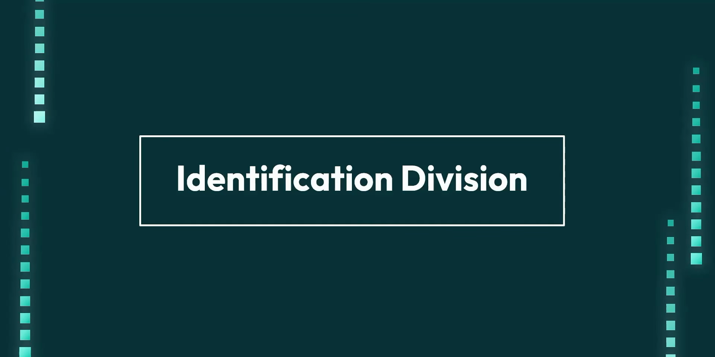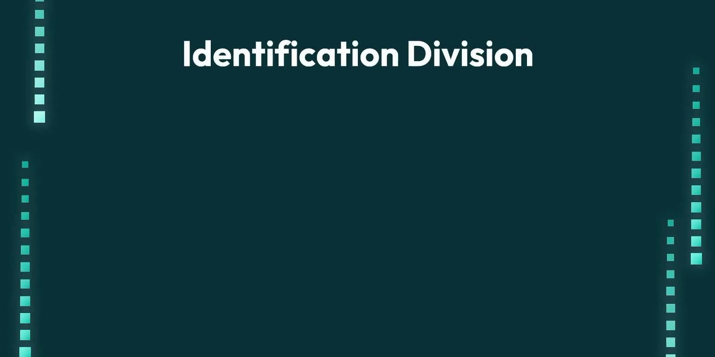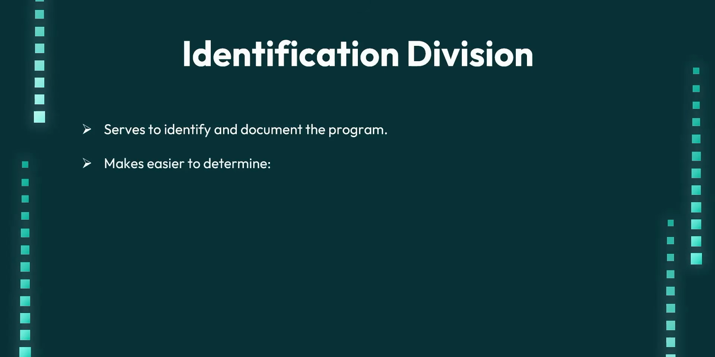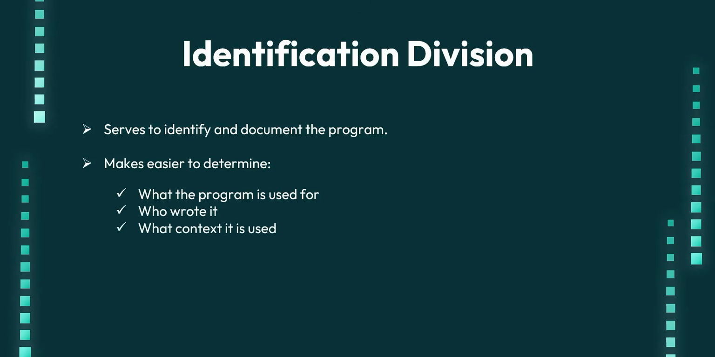In this lesson, we will take a closer look at the identification division. Every Cobol program begins with the identification division. It serves to identify the program and plays a key role in documenting it. In a production environment with hundreds or even thousands of Cobol programs, the identification division makes it easier to quickly determine what the program is used for, who wrote it, and in what context it is used. This helps with both corrective and evolutionary maintenance.